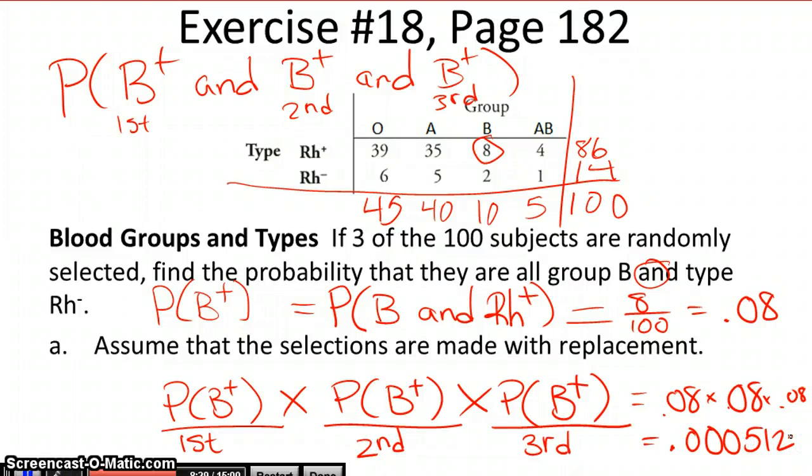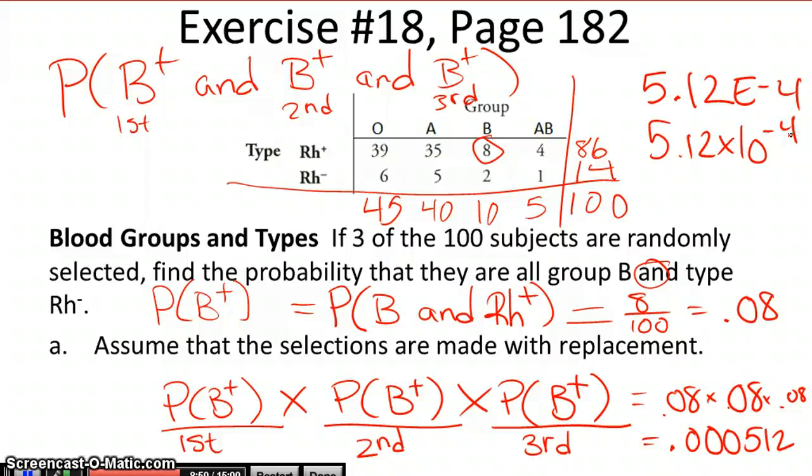0.000512. Your calculators may even give it to you as scientific notation. They may write it as something like 5.12 e negative 4, which is to say 5.12 times 10 to the negative 4th power. This is just your calculator's way of scientific notation. In other words, if you want to find the explicit decimal notation instead of scientific notation, you move that decimal point 4 places to the left to get 0.000512.